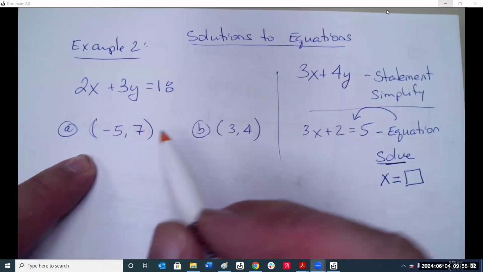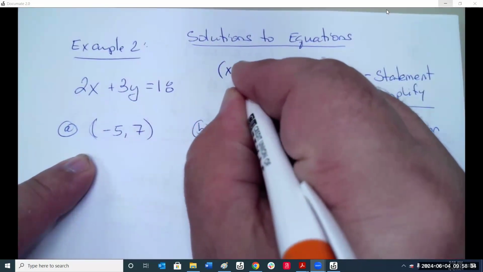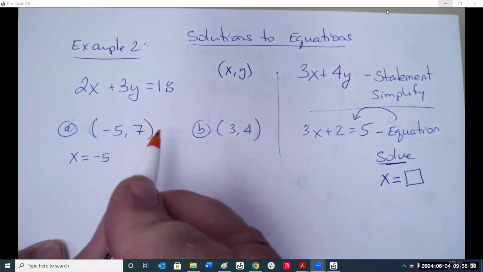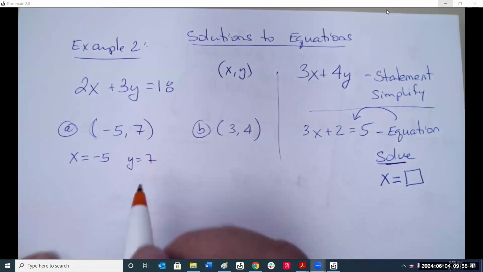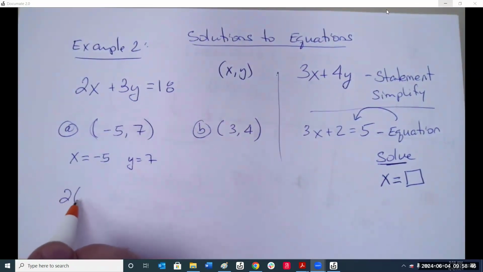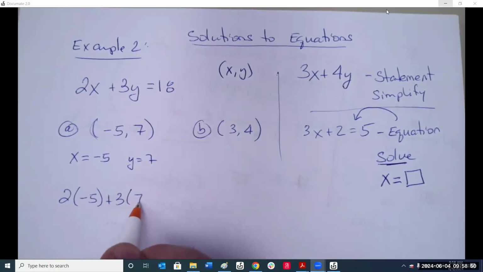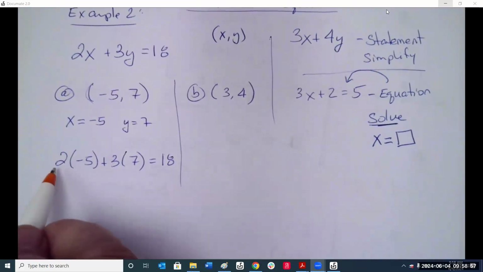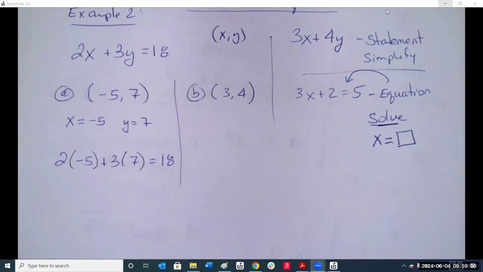Yes, as a parenthesis, every point has an x and a y. So my x is equal to -5, and my y is equal to 7. Plug those in there. 2 times -5, 3 times 7. Work it out. Do these operations sequentially.